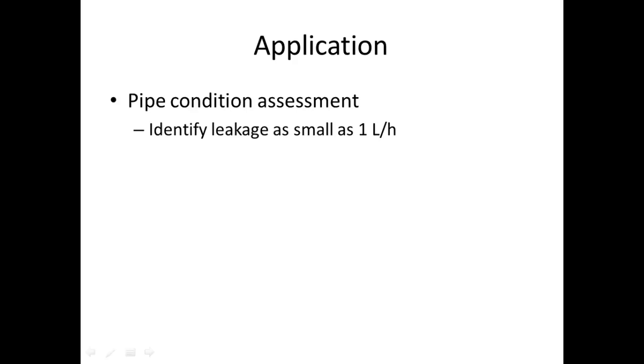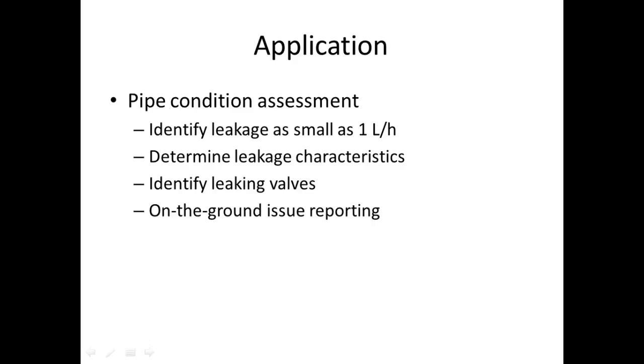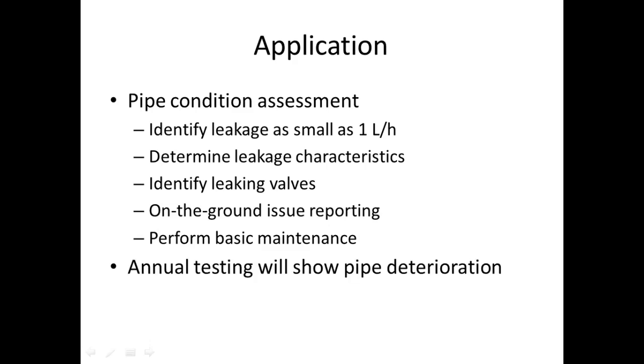First, our device itself has some unique properties. We can identify very small leaks just based on that characteristic of that flow meter we've got on, and we know very little about what's called background leaks. Leaks less than 250 liters an hour. We know very little about what extent of that in the system. So I'm very keen to understand that better. Determine the characteristics of the leak, identify leaking valves, on-the-ground issue reporting, and some basic maintenance.